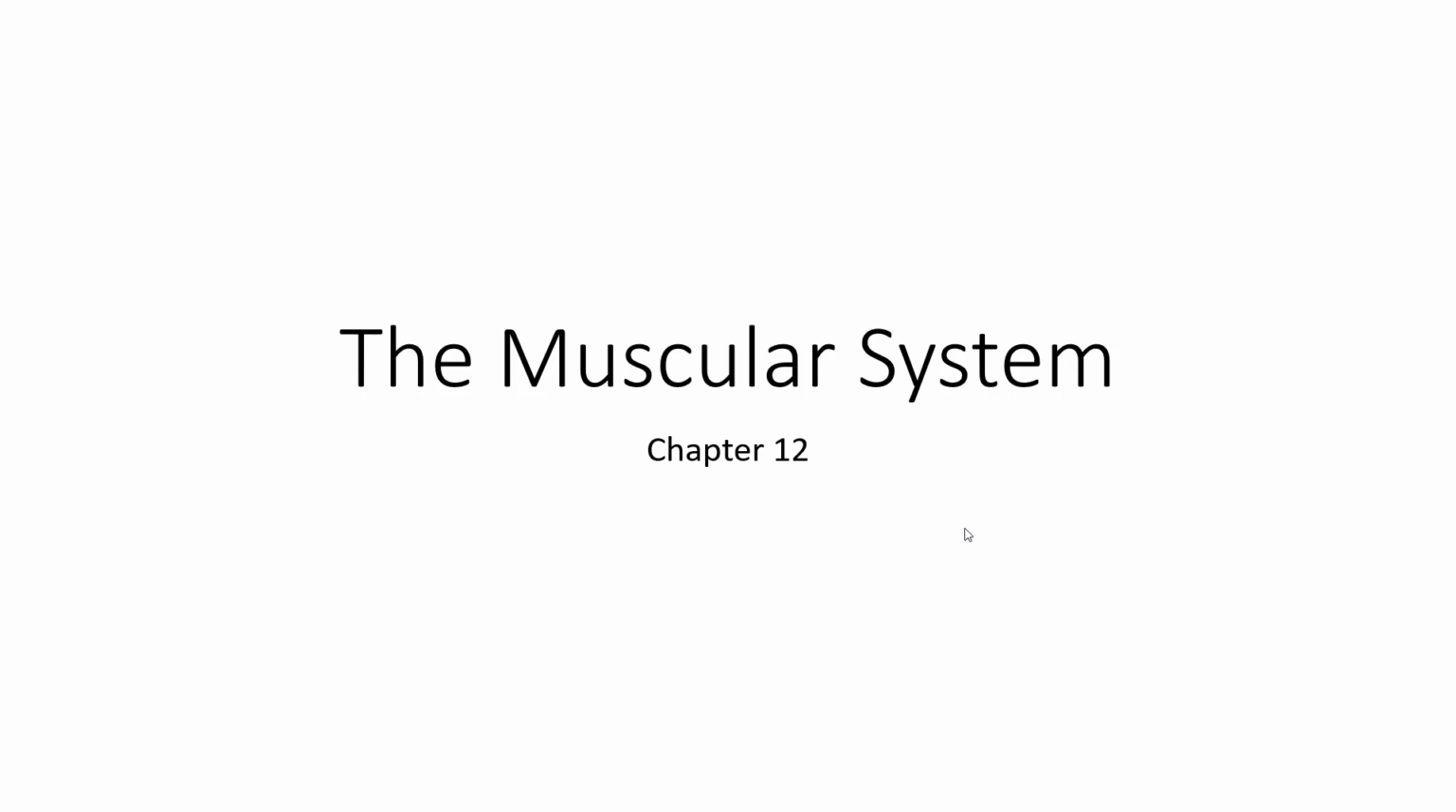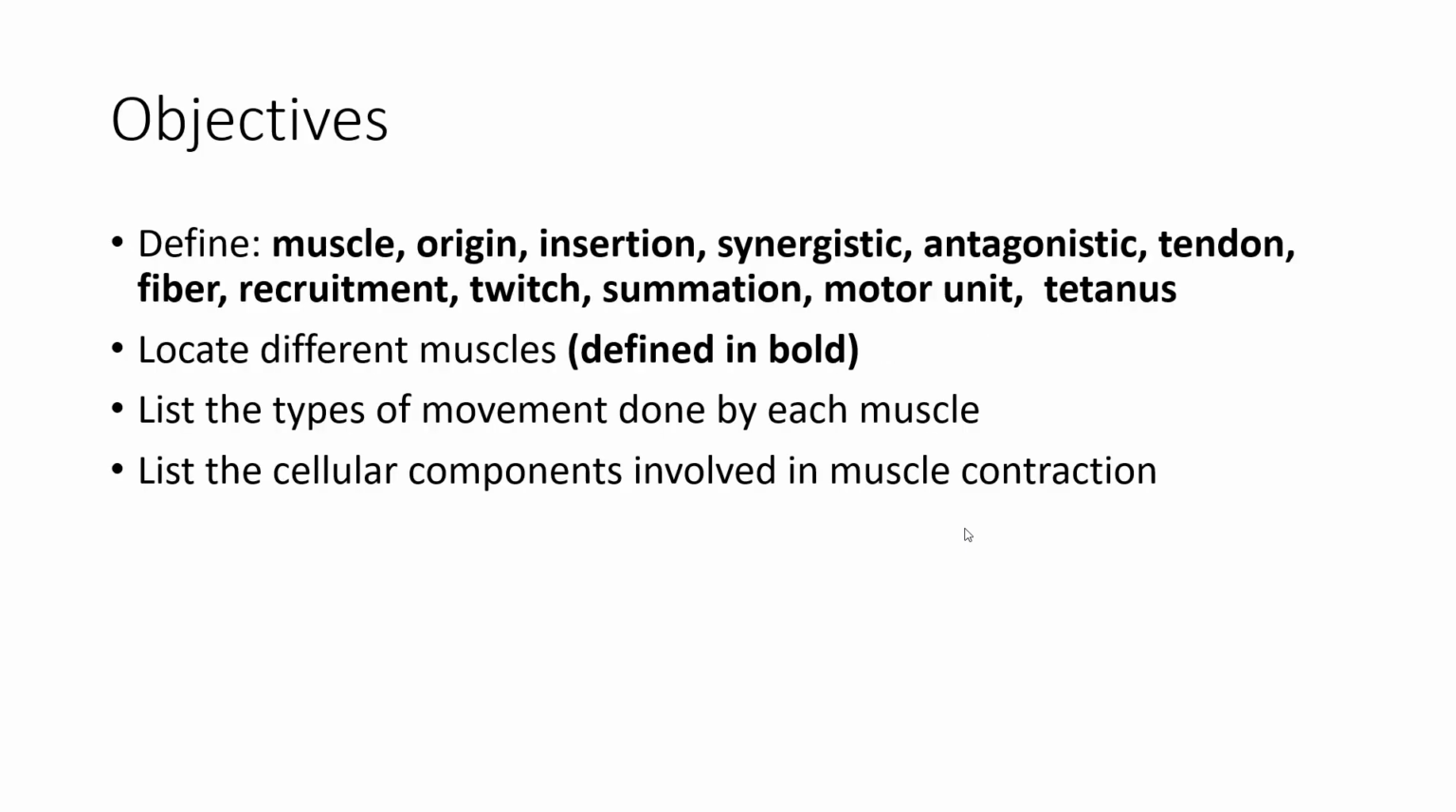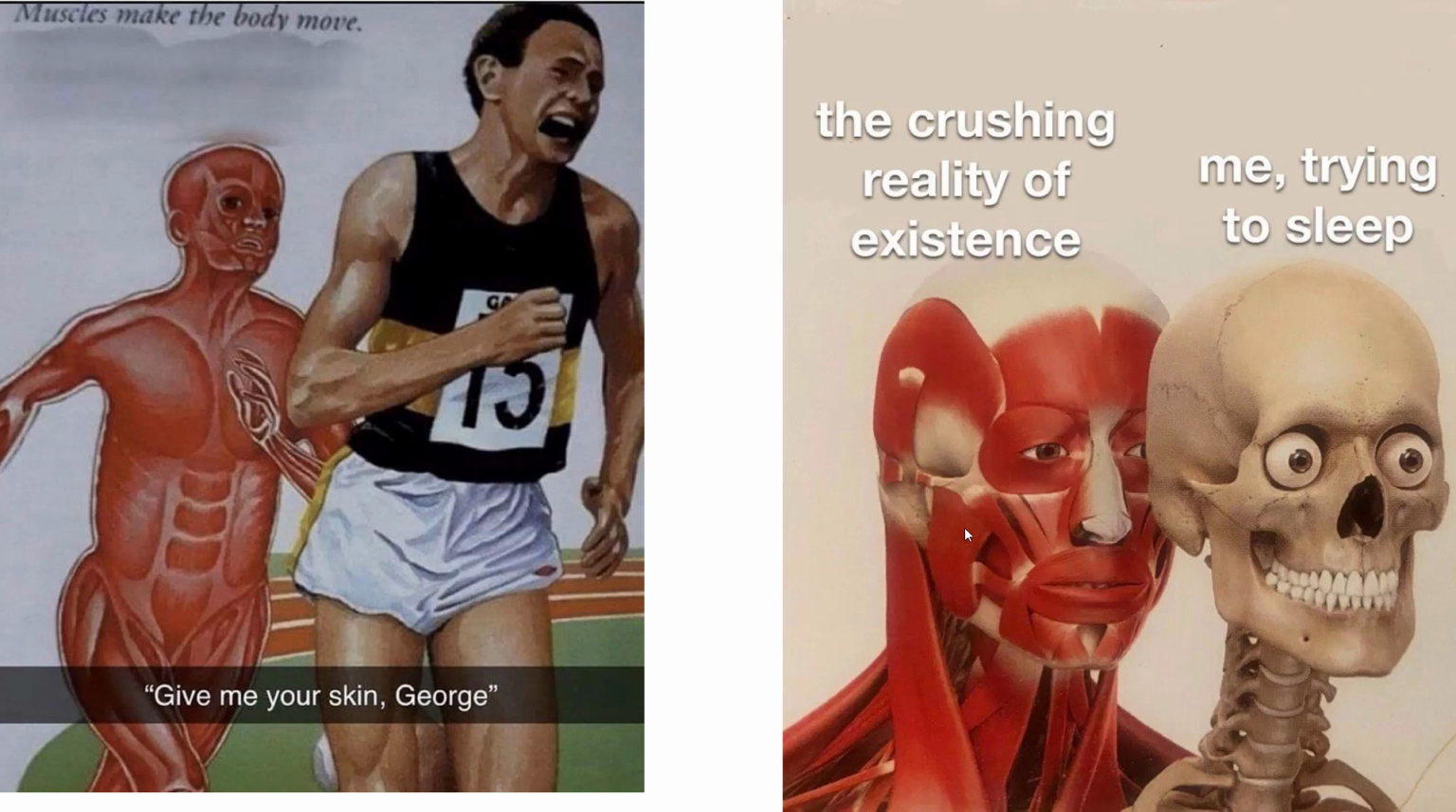This video is part 1 of the muscular system, covering structure and movement as well as some of the muscles that we will be covering in class. So be able to define muscle, origin, insertion, synergistic, antagonistic, tendon, fiber, recruitment, twitch, summation, motor unit, and tetanus, and be able to locate different muscles defined in bold. List the types of movement done by each muscle, and list the cellular components involved in muscle contraction.